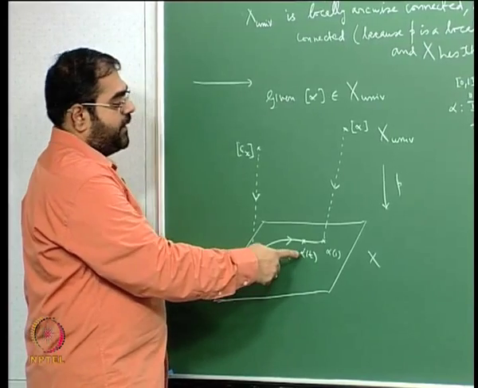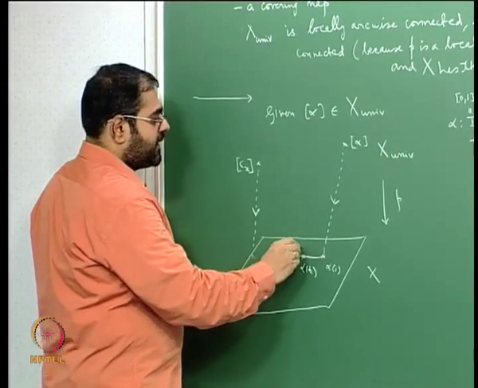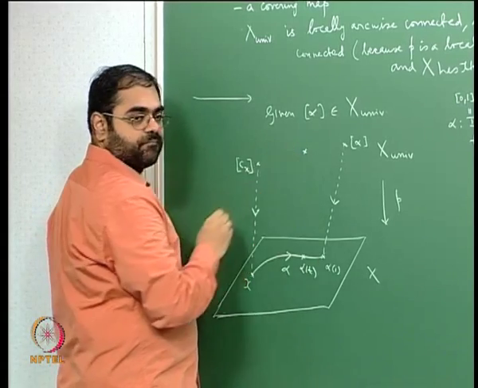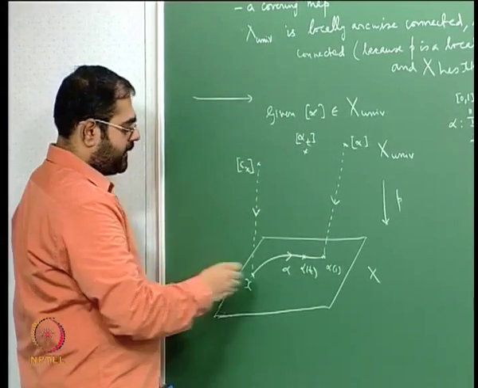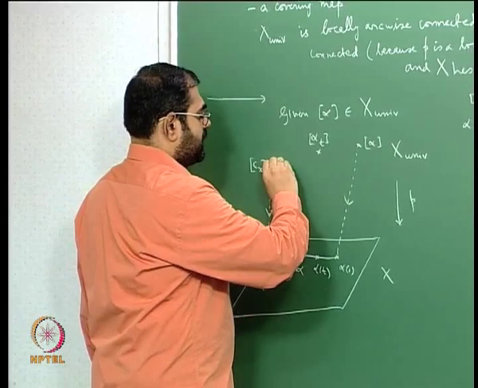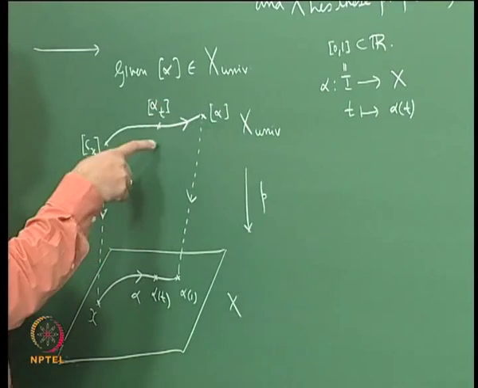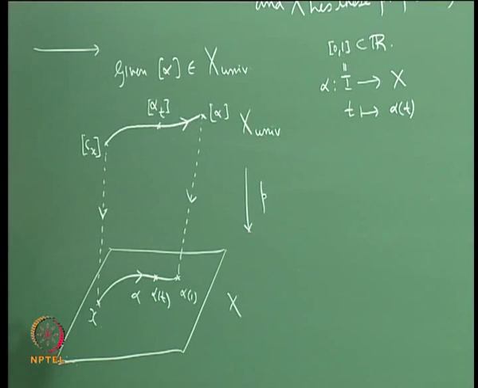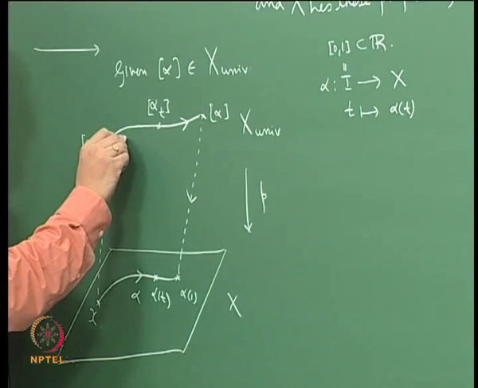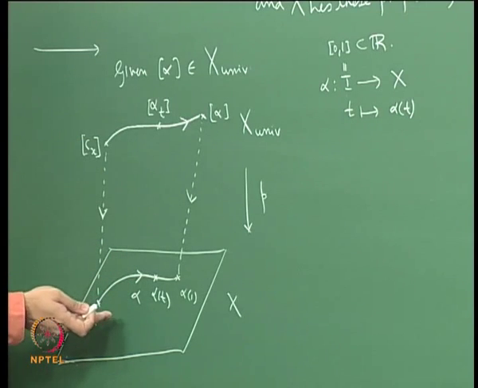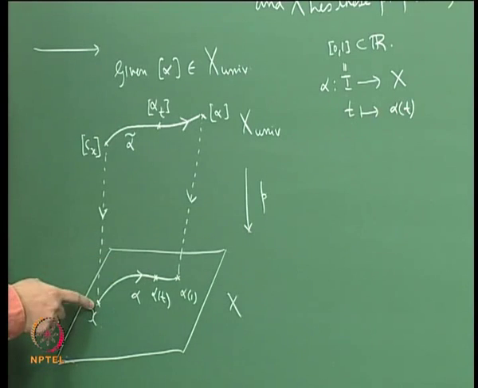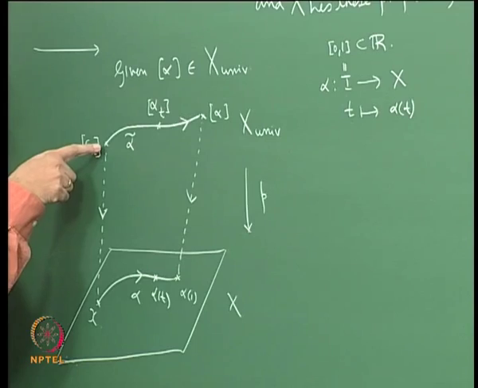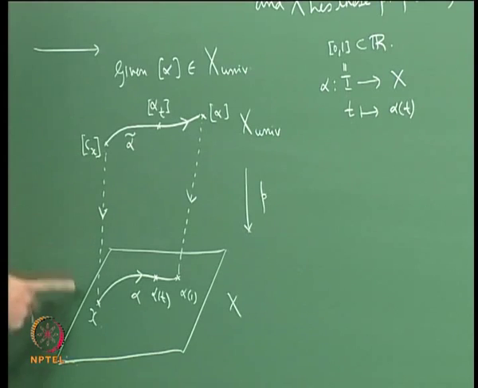Okay, so that you can believe is going to give me a point here which I would like to call alpha sub t. And as t varies I will get a path above which is exactly lying over this path below, and this path above is what is going to be the unique lift of the path alpha. So this path above is going to be alpha tilde, the unique lift of the path alpha to the universal covering starting at this point, which corresponds to the constant path at x.